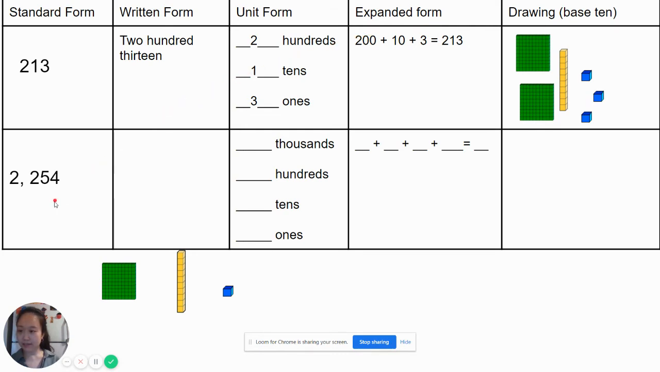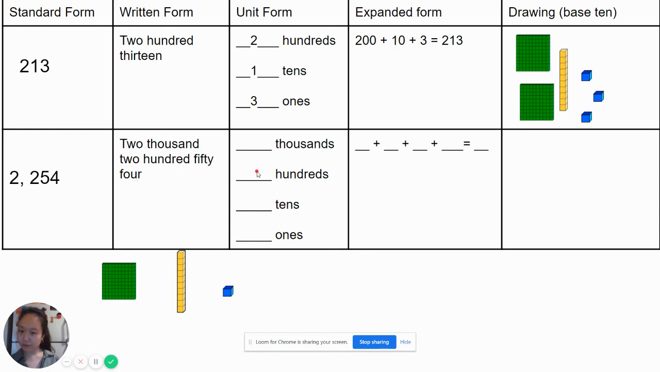So let's take a look at our first 4-digit number. It's written in standard form, which is just using numbers, the way you typically see numbers. I would represent it in written form using words. This is 2,254. So I would write just as I hear it, 2,254.